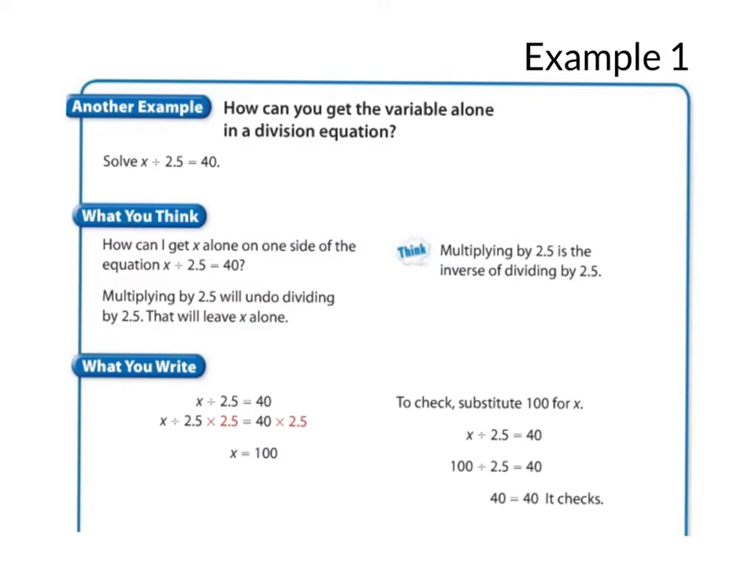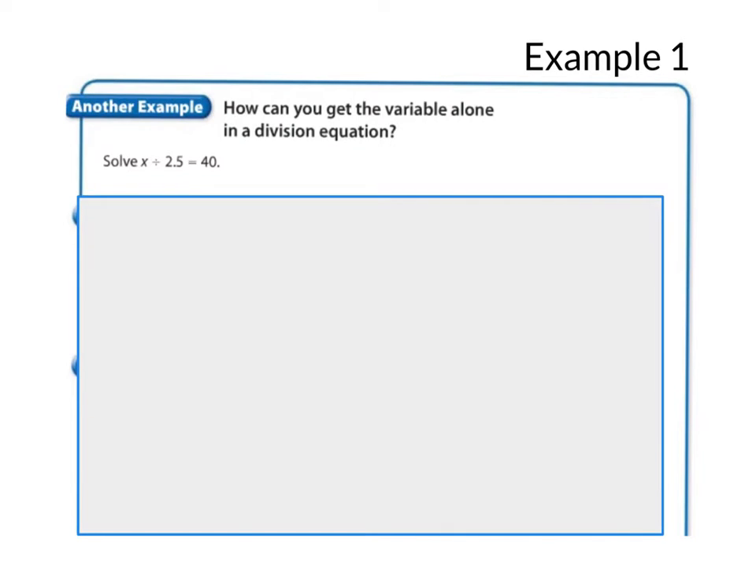Moving on, here's example 1. Example 1 Mr. C is going to do, but you need to have written down in your notes, though you don't know what exact part I want you to write down yet. So let's look up here. How can you get the variable alone in a division equation? All right, well, we learned about the inverse operations. So I'm thinking again, what is the inverse of division? So we have x divided by 2.5 equals 40.